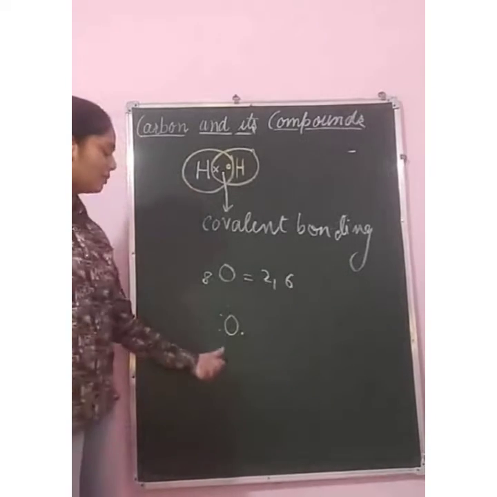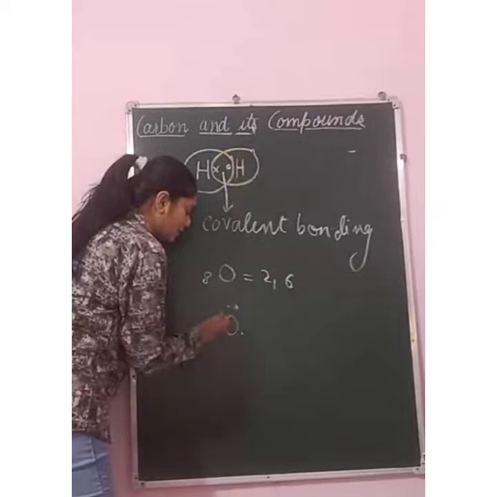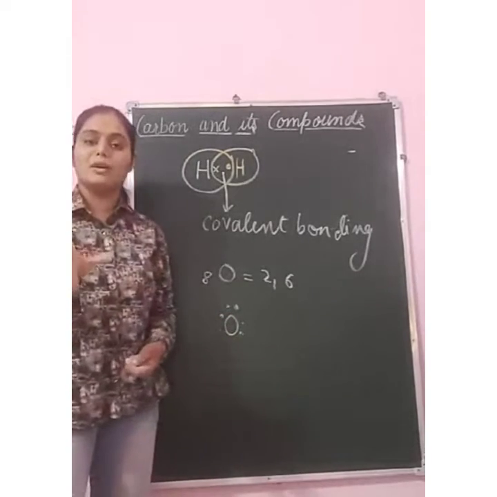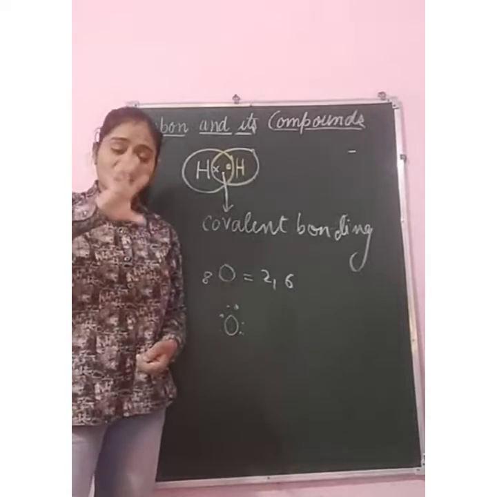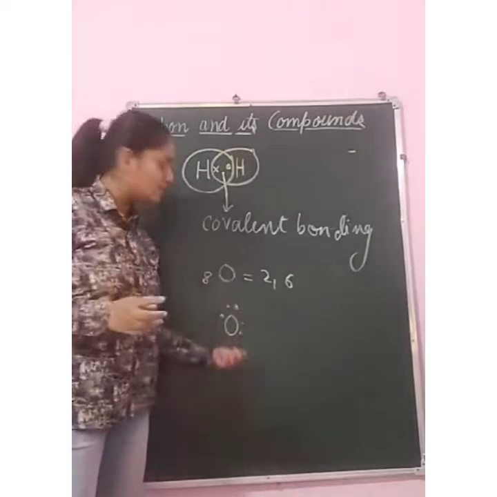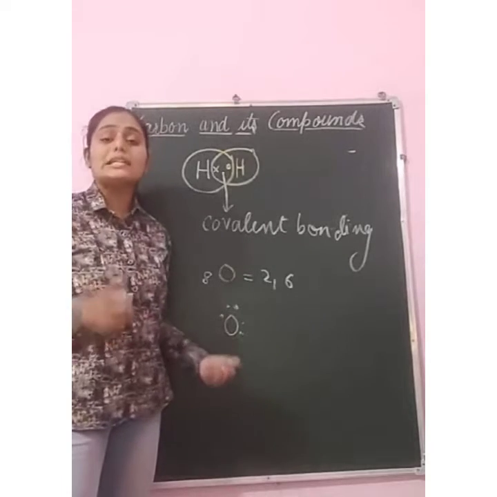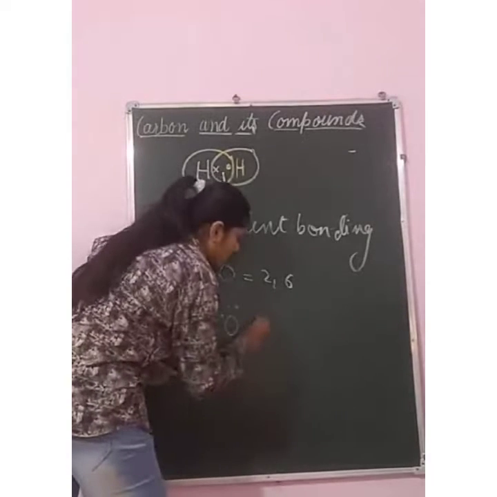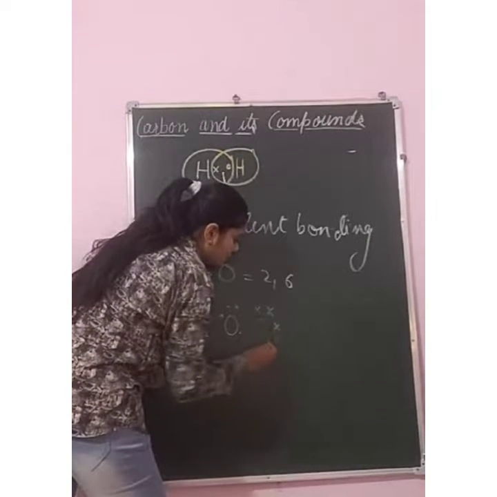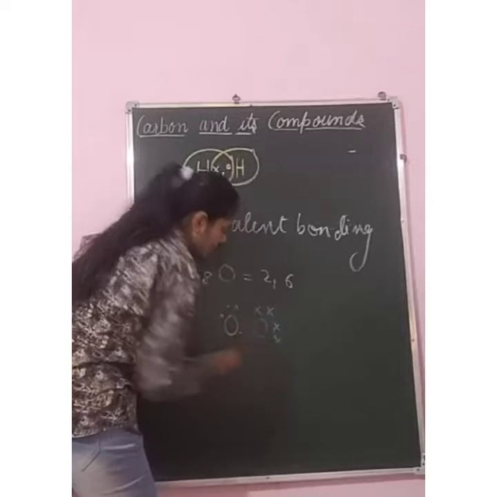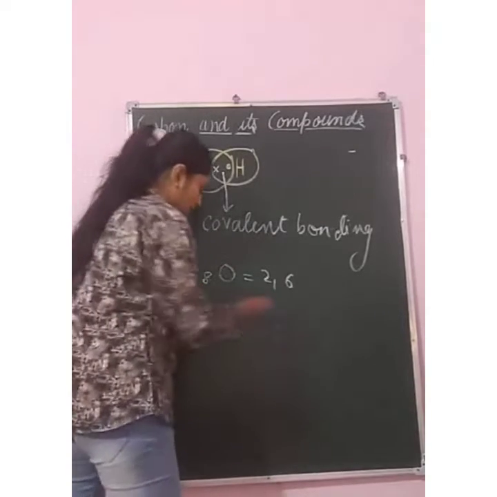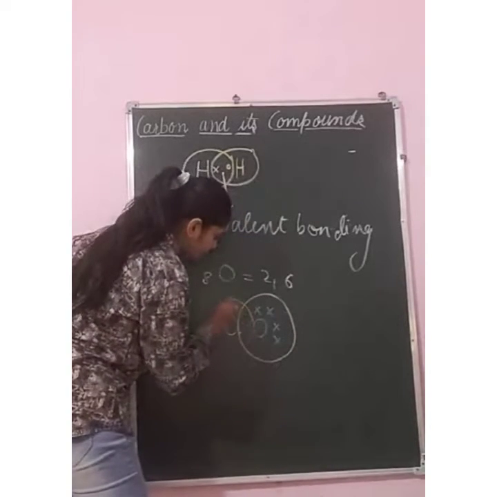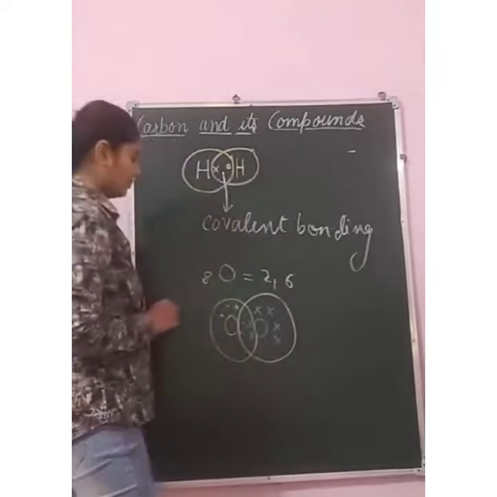Now what is this which I am drawing? It is nothing but the Lewis electron dot structure. When we draw the symbol and around the symbol we write the valence electrons, it is known as the Lewis electron dot structure. Now we will take another oxygen and draw it also. Now what happens? They share 2 electrons each. Now as you can see here, it has formed a double bond.